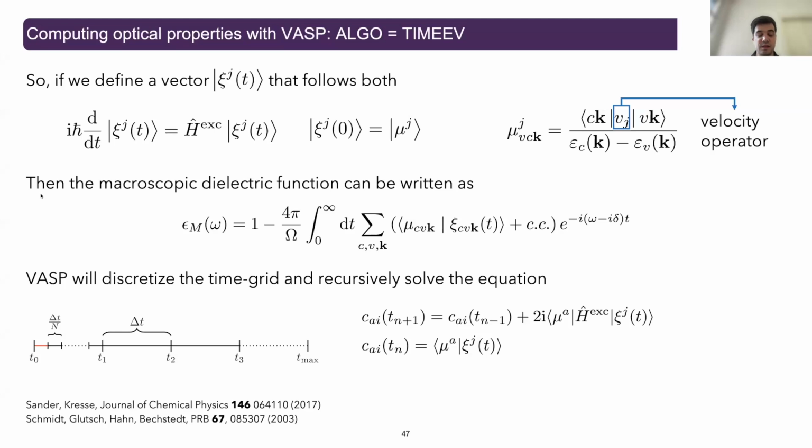If you do all of this, then the macroscopic dielectric function can be written as the Fourier transform of the projections of the initial dipolar moment and its component at each time. So what does VASP do? Well, it will employ a discretization of the time grid and use a recursive solution of the equation to compute the projections of this psi vector with relation to the dipolar moment at each instant, and they will be given by these two equations here.